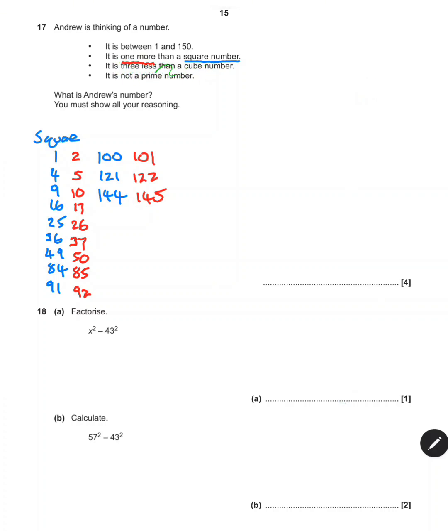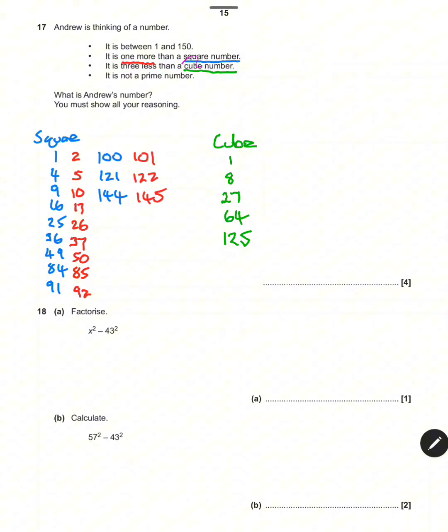The next line says it is 3 less than a cube number. So let's look at our cube numbers. Cube numbers come from 1 times 1 times 1, which is 1. 2 times 2 is 4, times 2 again, 8. 3 times 3 is 9, times 3 again is 27. And again, I'll keep that pattern going. And I'm going to stop at 125, which comes from 5 times 5 times 5, because 6 times 6 times 6 would be bigger than 150.